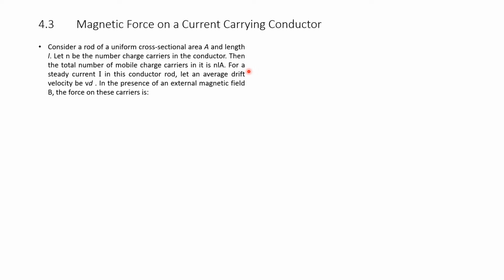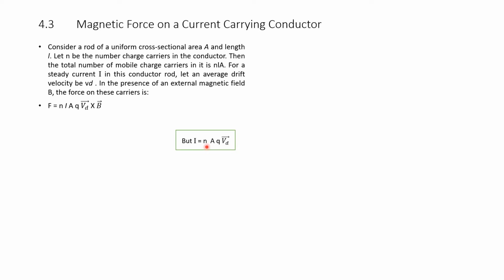In the presence of an external magnetic field B, the force on these carriers is given by n into L into A into q into Vd cross B. That is, force is given by n into L, the length of the conductor, A is the cross sectional area, q is the charge, Vd is the drift velocity, cross B. But we know from our previous studies that the current I is given by n, the number of charge carriers, into A, the cross sectional area, into q into Vd. Please see the equation given in this box.